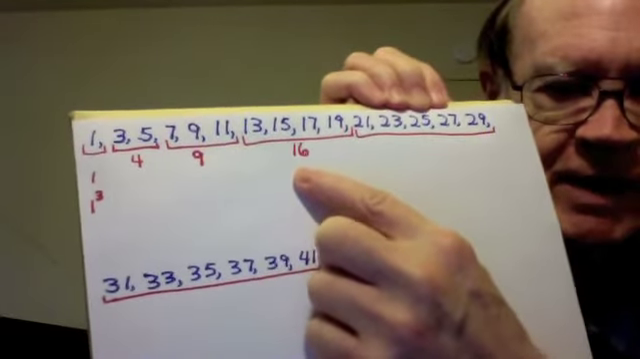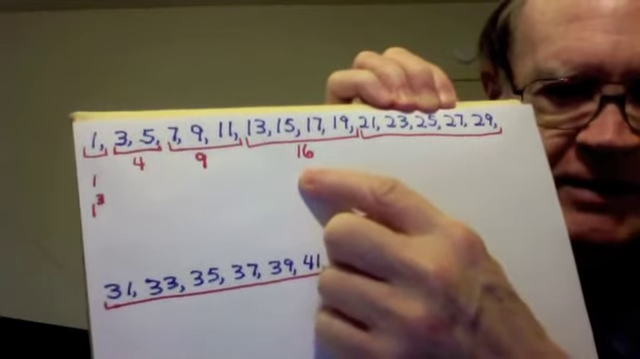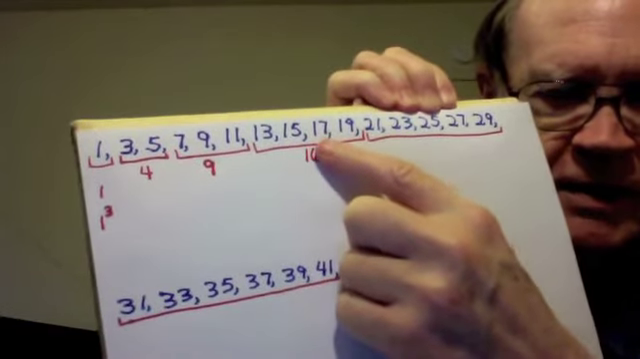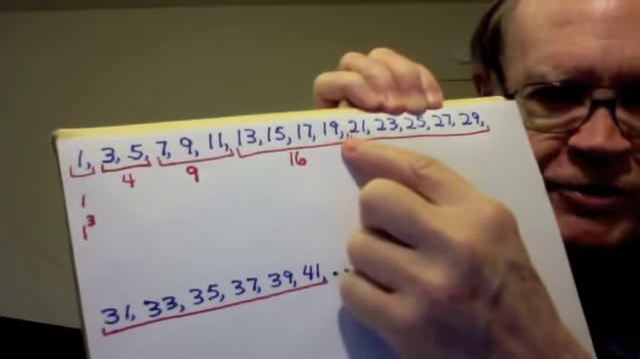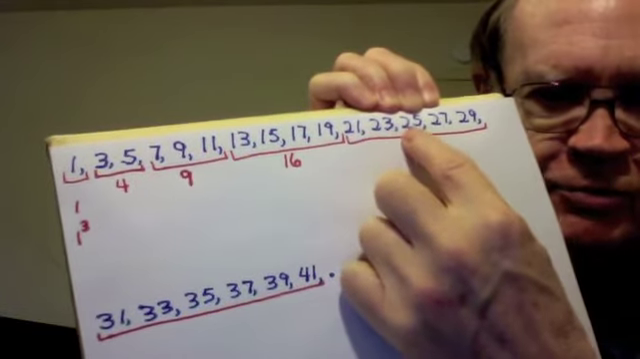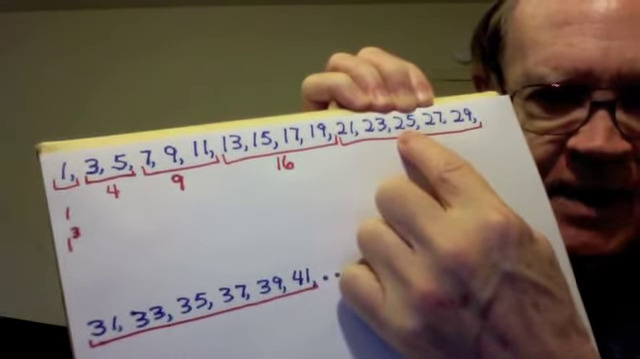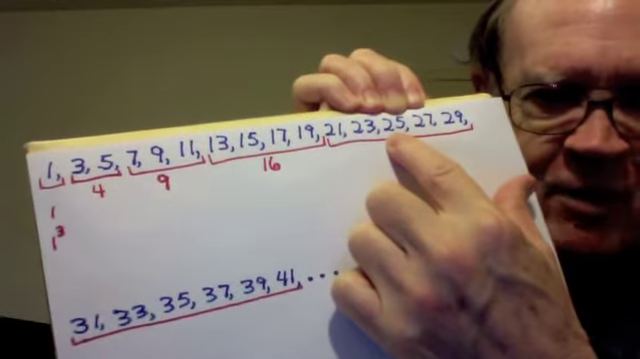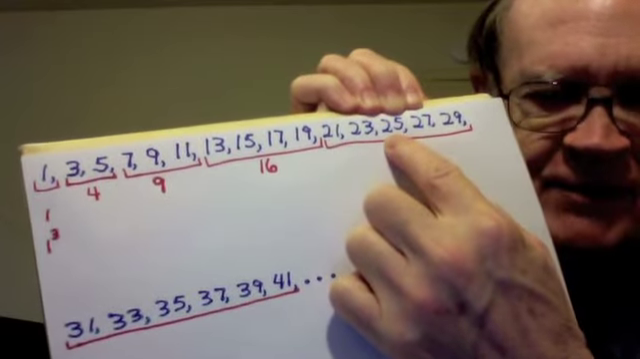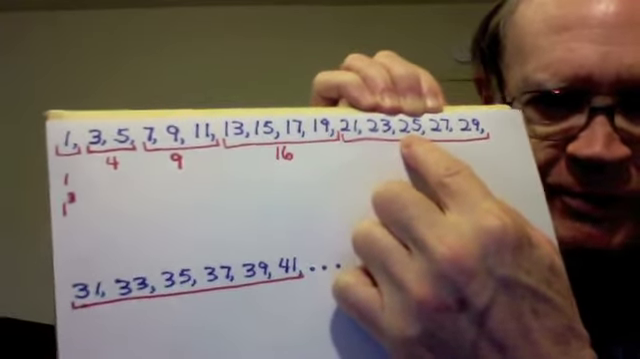Now to get the next square number, we have to add 9 to that. We add 1, then 2 more, then 2 more, then 2 more, then 2 more. That's adding 9, which brings us to 25, which is in the next group. It's the middle number of the group.